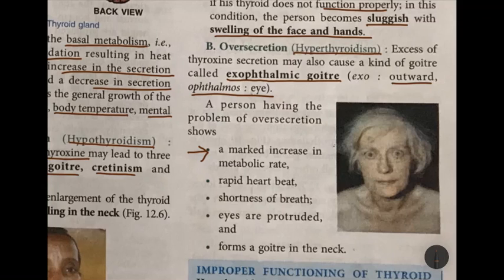Okay, the metabolism increases. Due to that, there is rapid heartbeat, and if there is rapid heartbeat, then there will be shortness of breath, that is, the person must breathe continuously like panting. Okay, eyes are protruded, you can see this fellow here. Okay, how his eyes are protruding out here, and it also forms a goiter in the neck.